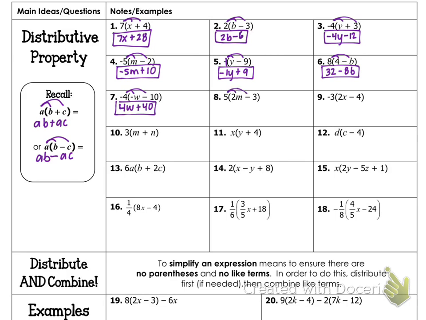Okay, the next one, positive 5 times 2m is 10m, and then 5 times -3 is -15. Okay, distribute here as well, so -3 times 2x is -6x, and -3 times -4, negative times negative, is a +12.